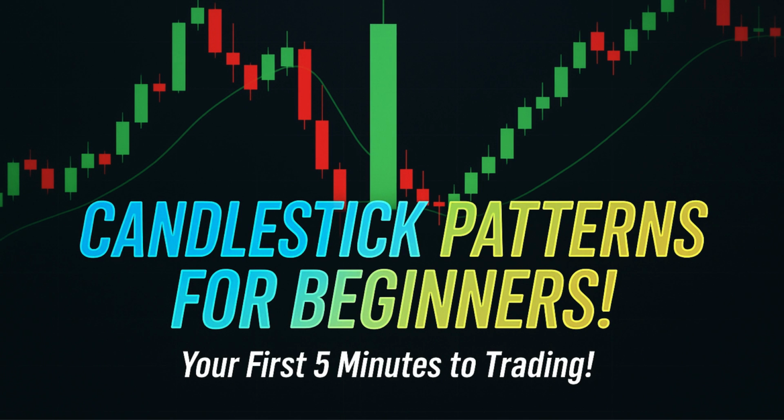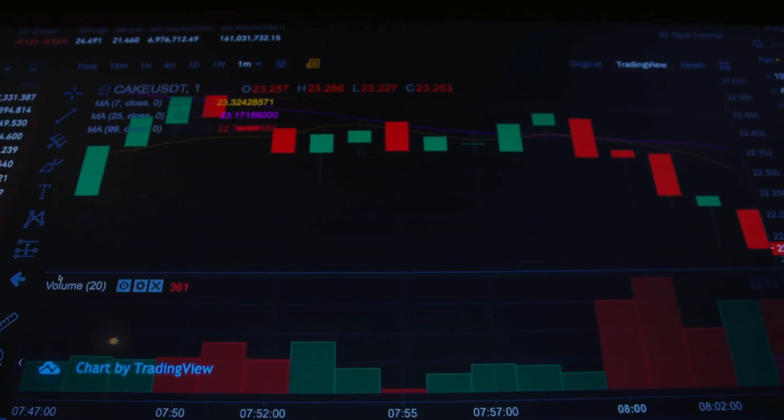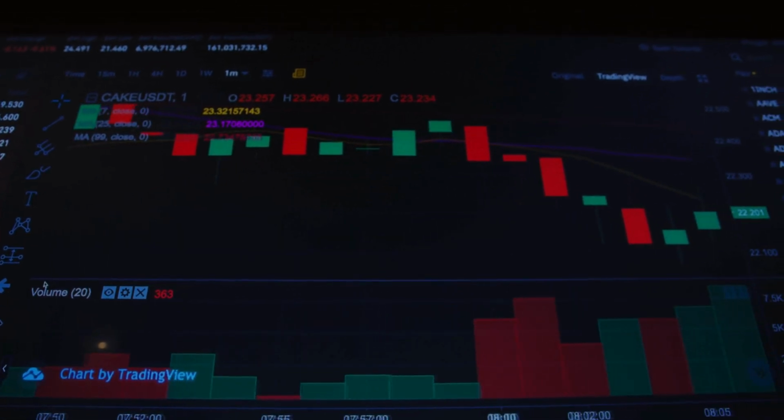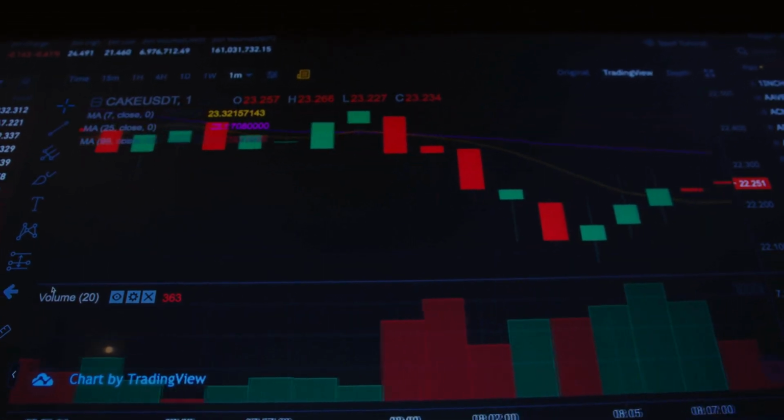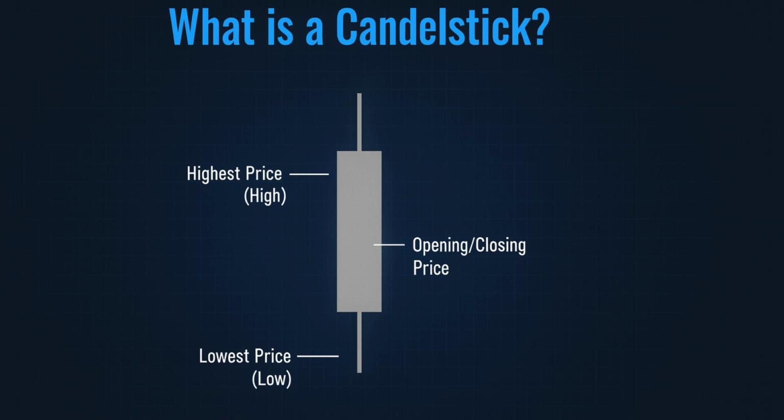If you're looking at a trading chart for the first time, it can look pretty overwhelming, right? All these red and green bars moving around. But what if I told you those bars are actually telling a story? Today, we're demystifying one of the most powerful tools in trading, the candlestick.